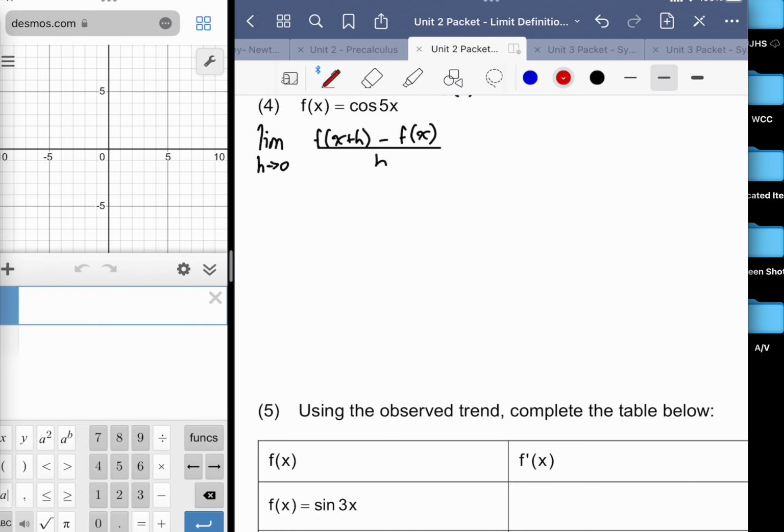The f of x plus h is what you would get if, again, you replace your x with an x plus h. So cosine 5x plus 5h, that's going to be our f of x plus h. We're going to subtract from that cosine 5x and put that all over h. The expansion is where all the magic's going to happen.